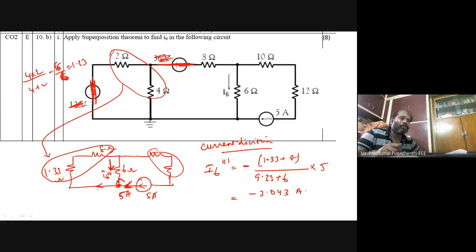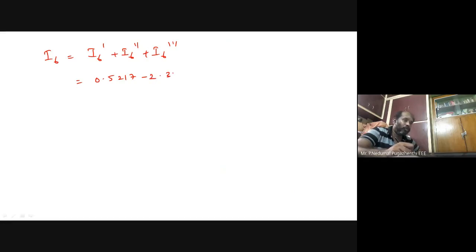Okay. So my I6 is equal to I6 dash plus I6 double dash plus I6 triple dash. I got my I6 dash as 0.5217, I6 double dash as minus 2.347, and I6 triple dash as minus 3.043. So my total current I6 is going to be 4.8683 amperes.